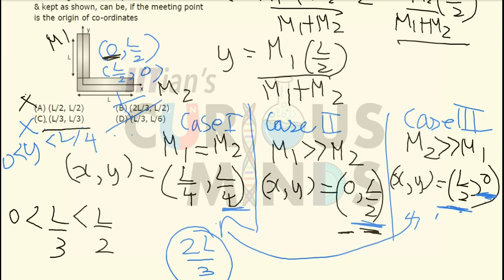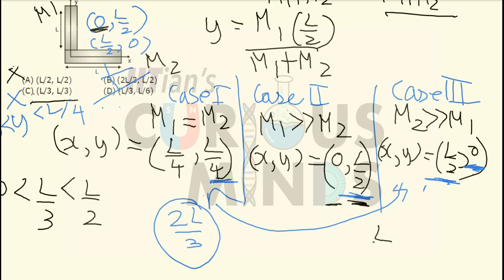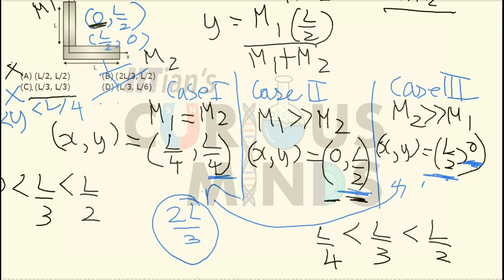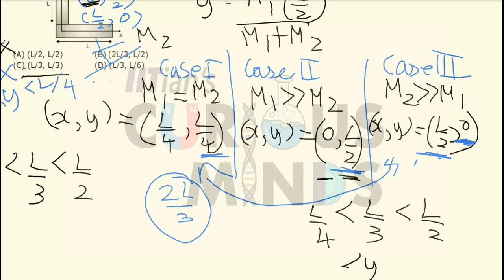Let us test this. Here x is L by 3, which is less than L by 2 and greater than L by 4, so the first condition is satisfied. For this, the y should lie between 0 to L by 4, so it is L by 6, which clearly satisfies the second condition also. So the correct option is option number D.